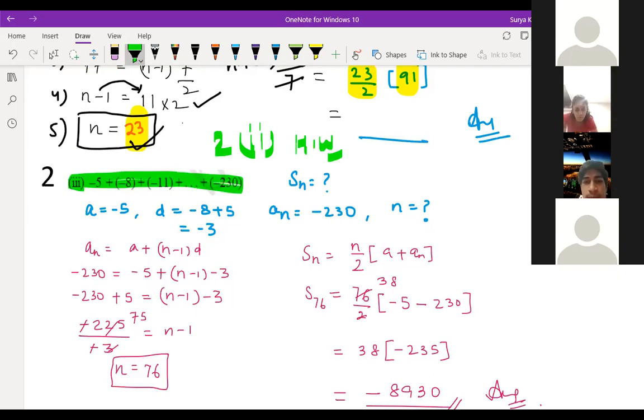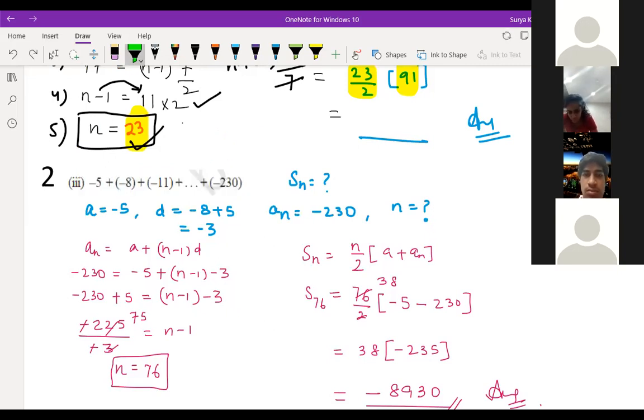So it's given that a is equal to -5, d is equal to -3, and an is equal to -230. We have to find the sum of the series.